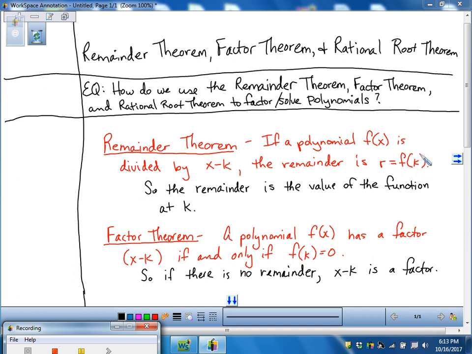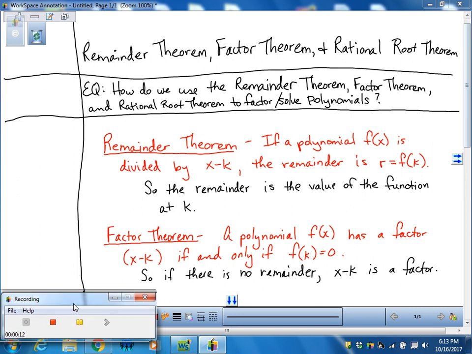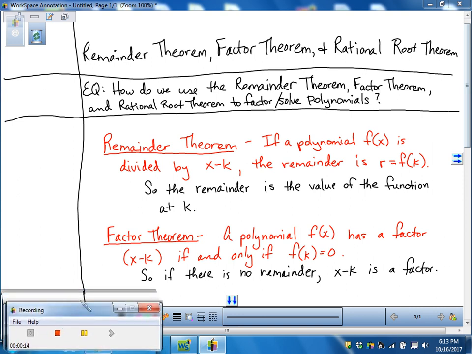Hello. Time for our new note session. This one is called the remainder theorem, factor theorem, and rational root theorem. Our essential question is, how do we use the remainder theorem, the factor theorem, and the rational root theorem to factor and/or solve polynomials?